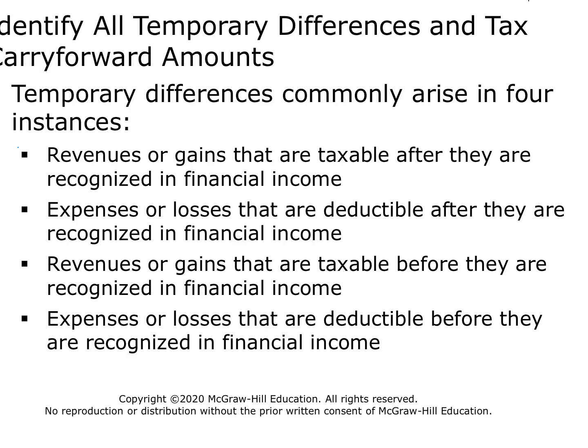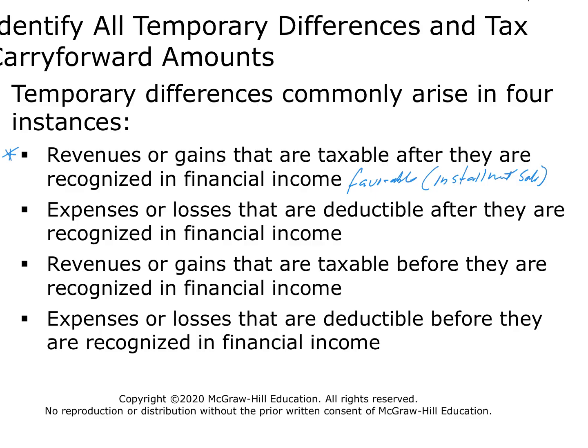So first off, if we deal with these revenues or gains that are taxable after they're recognized for financial income, what do we end up with? Well, we end up with, this is favorable, right? And an example of this could be installment sales, okay?